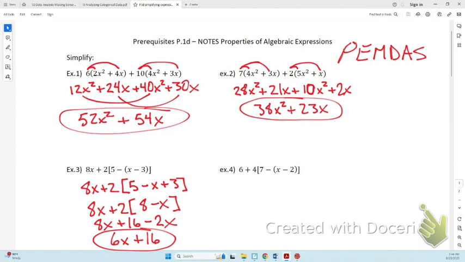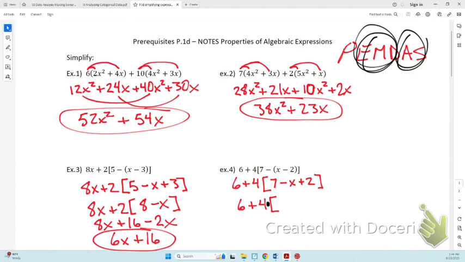On number 4, very similar. By the way, I didn't say it, the brackets work just like parentheses. It just helps organize the expression better. So one thing you may be tempted to do, but you can't do, is combine the 6 and the 4. The reason is because there is multiplication happening right there. And don't forget PEMDAS. You got to multiply before you add.